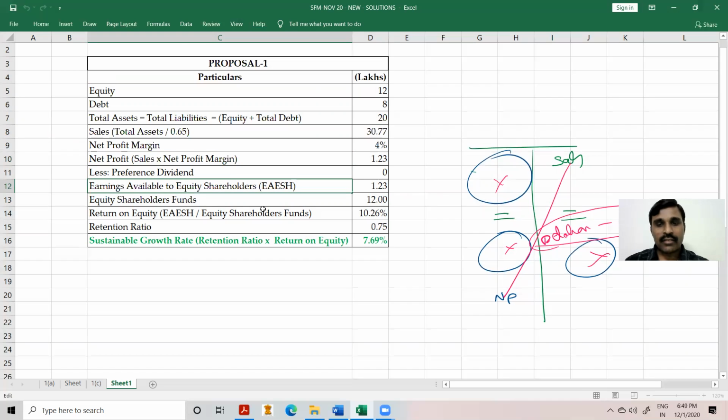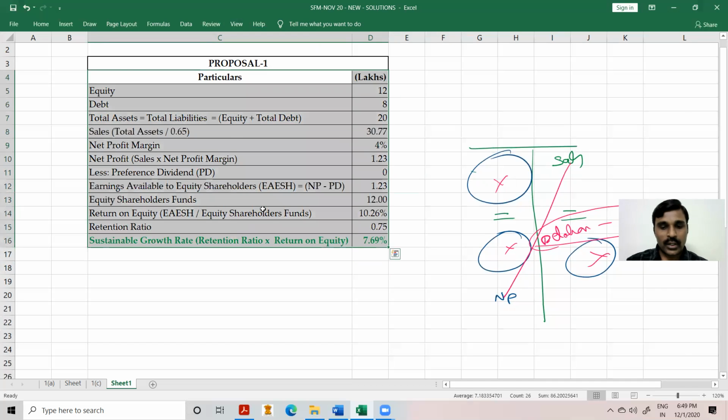Preferences, earnings available to equity shares. How we got? Net profit minus preference dividend. Earnings available to equity shareholders is equal to net profit minus preference dividend. That is 1.23 as it is will get. This is 7.69. So this is the sustainable growth rate under proposal 1.